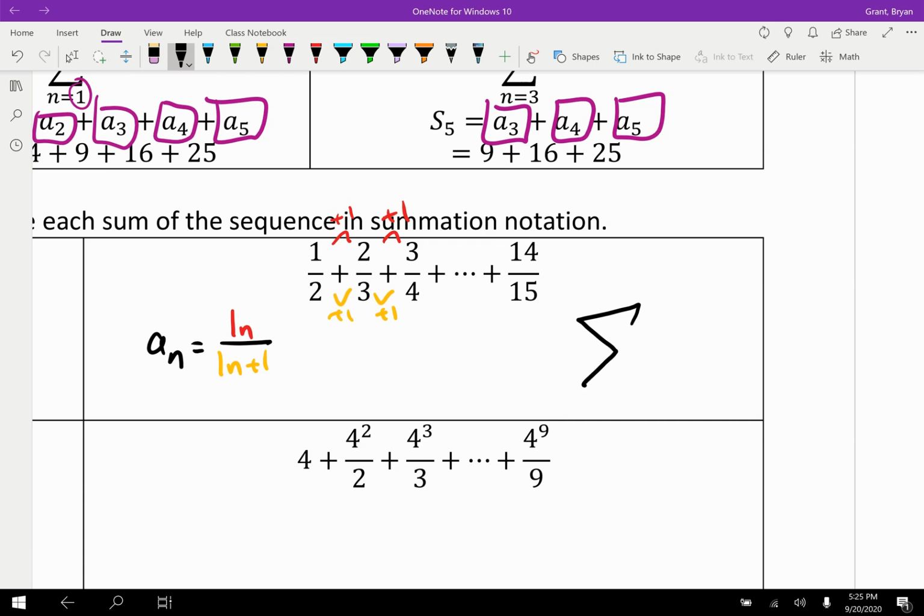Summation notation. I can work on my sigmas. They're usually pretty sloppy. I always like to start at 1. You can start at 0, whatever sounds good to you. General term, 1n divided by 1n plus 1. And then how far do we have to sum? Well, I bet you can see that we just have to go up to 14.